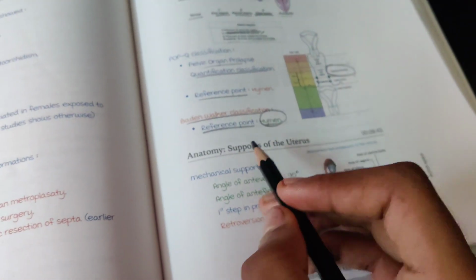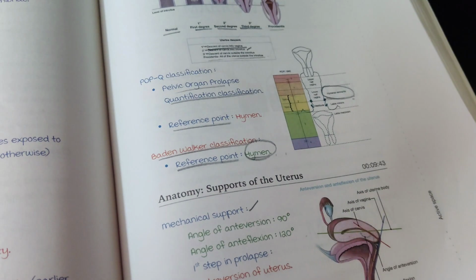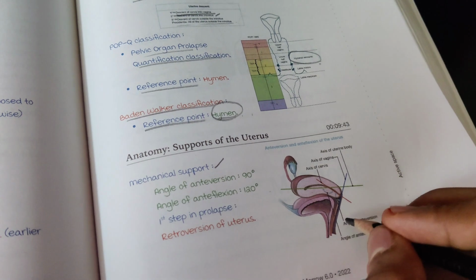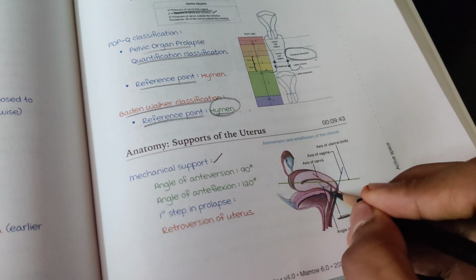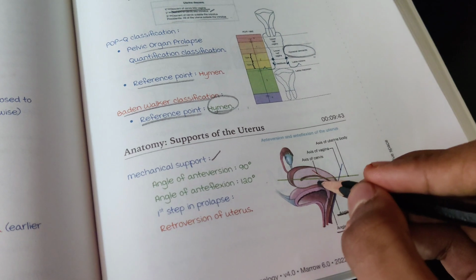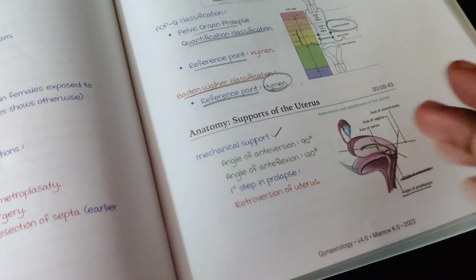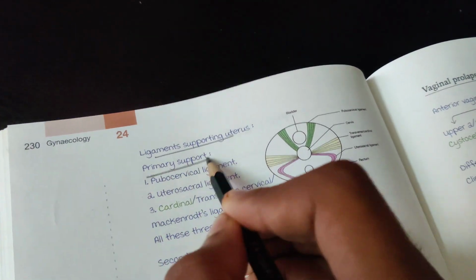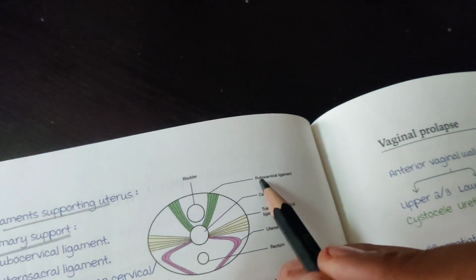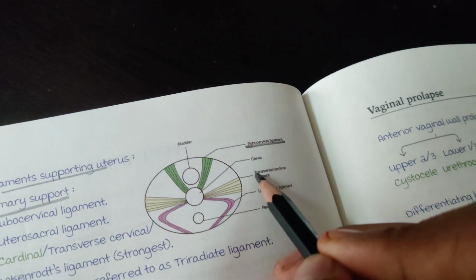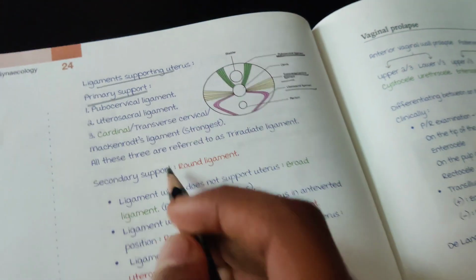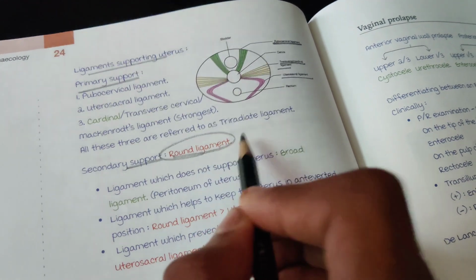And coming to basic anatomy, the mechanical support. Talking about mechanical support to the uterus, see the angle of anteversion. This is 90 and the angle of anteflexion is 120. The first step in prolapse is retroversion of the uterus. It goes behind. And the ligaments supporting the uterus are the primary support and secondary support. The primary supports are the pubocervical ligament, the transverse cervical or cardinal or McIntosh ligament, and the uterosacral ligament. And the secondary support is mainly the round ligament of the uterus.